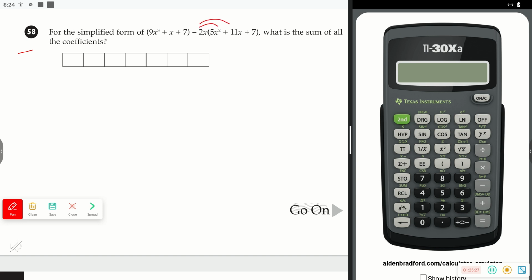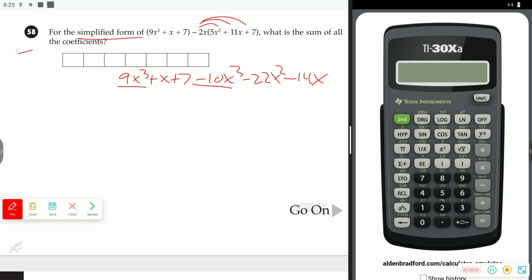So the first thing we're going to have to do is distribute this -2 to all of the terms. So we have 9x cubed plus x plus 7 minus 10x to the third minus 22x squared minus 14x. So that is the expression, but we actually want to simplify it, right? It says for the simplified form. So just because we expanded it out, we still have to combine like terms.